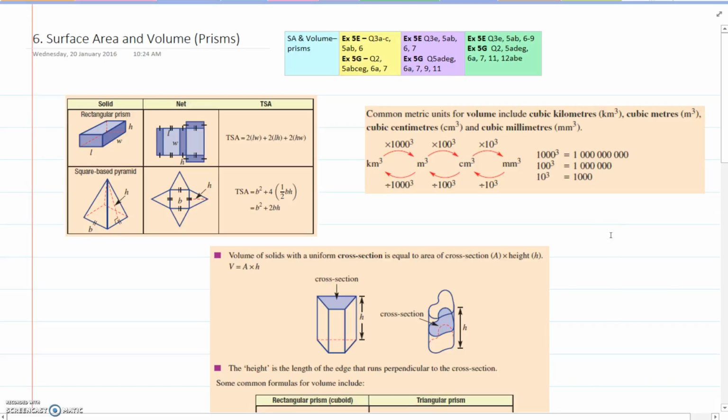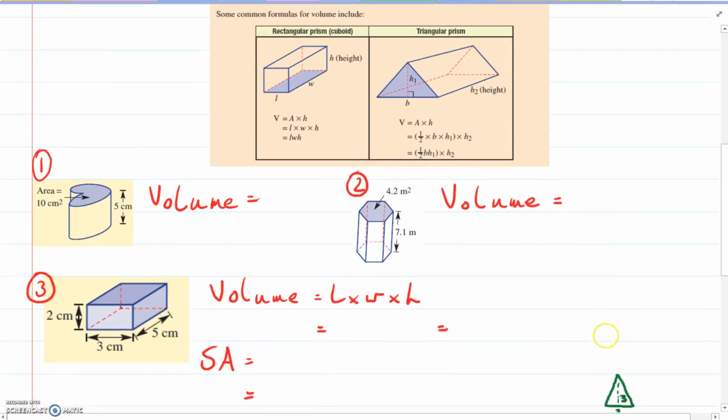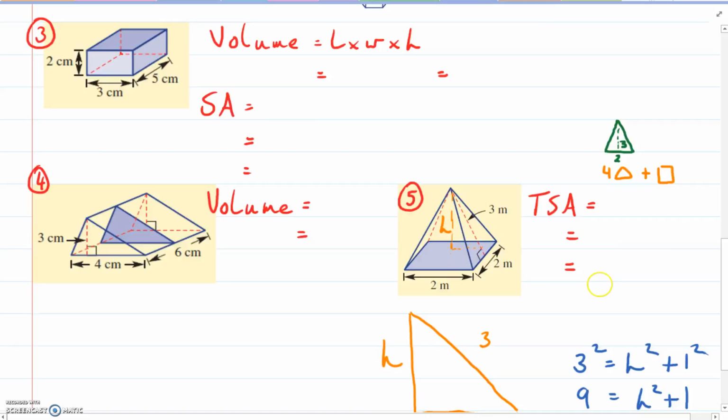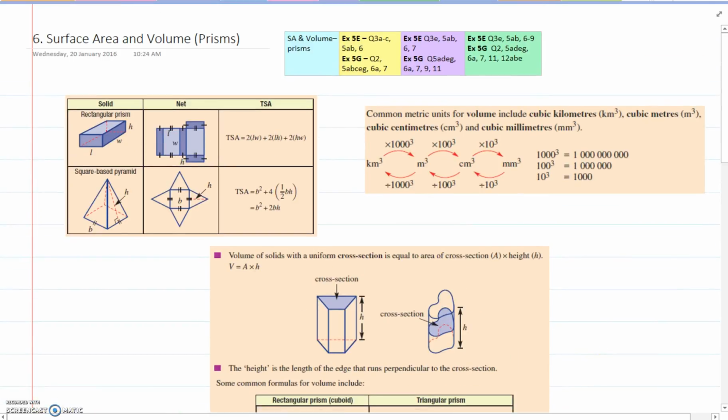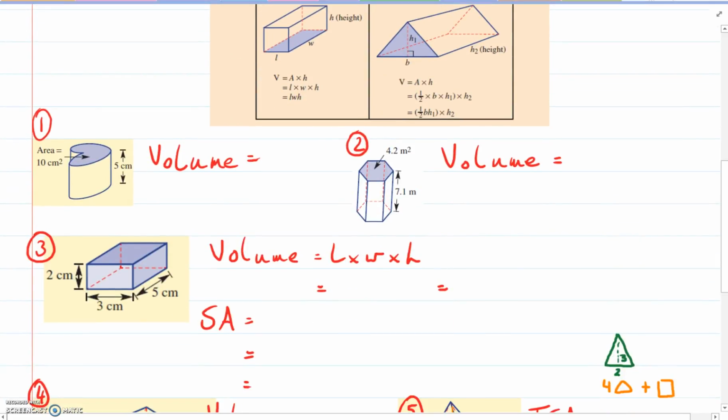Alright, today we're looking at surface area and volume of prisms. We've got the surface area formulas there for rectangular prisms and square-based pyramids. Volume is a little bit more tricky. We'll get into that over the next few lessons really, but let's make a start with these few questions.